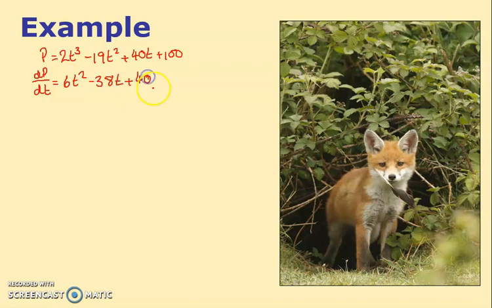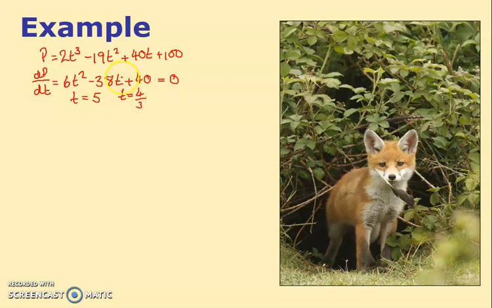And what do I do with that? I set it equal to 0. You always set it equal to 0. I've got the calculator on here, so I might as well use it. 6t squared minus 38t plus 40 equals 0, and it says t equals 5 and t equals 4/3.